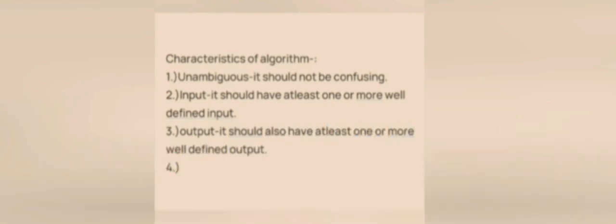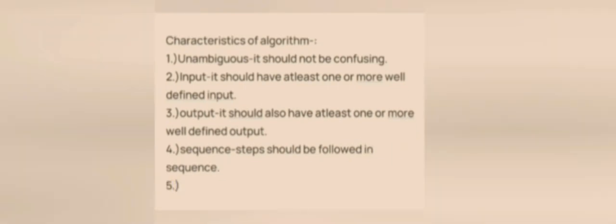The fourth one being sequence. Steps that are written in an algorithm should always be in sequence. They shouldn't be written randomly. And the fifth one being finiteness. Algorithm must terminate after finite number of steps. It shouldn't be too long or too short.